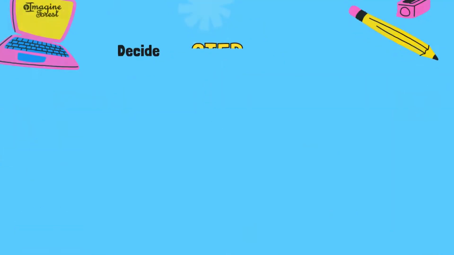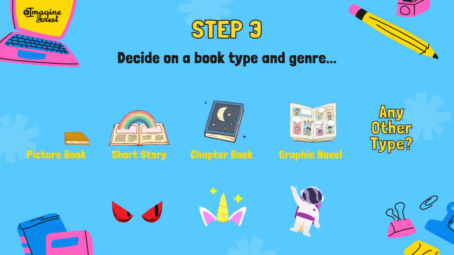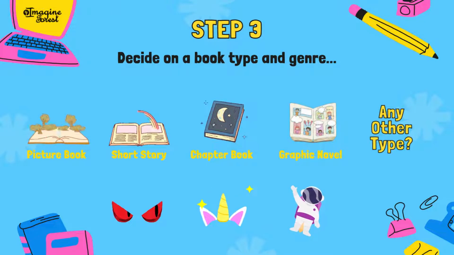Step 3. Decide on a book type and genre. Based on your developed idea, will you be writing a picture book, short story, chapter book or graphic novel? When choosing your book type, you need to consider who your target readers will be. If you are writing a story for young readers under the age of 8, then picture books may be the best option. Alternatively, if you're writing to an older group of children, such as 9 and above, then a chapter book format may be more suitable.